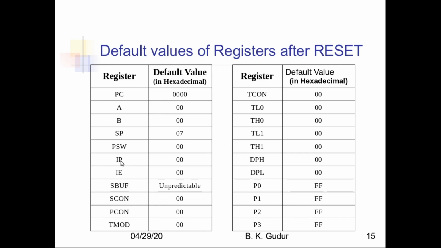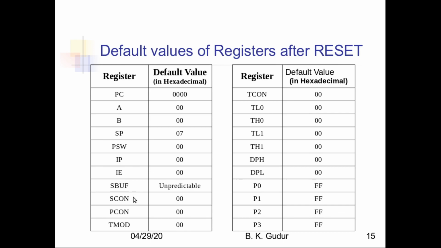And IP, which stands for interrupt priority, will be 00. IE stands for interrupt enable, and the content will be 00. SBUF is unpredictable. Basically, for SBUF there will be two registers, one for receiving and another one for transmitting. But both the registers will be unpredictable. We cannot predict what the content will be.